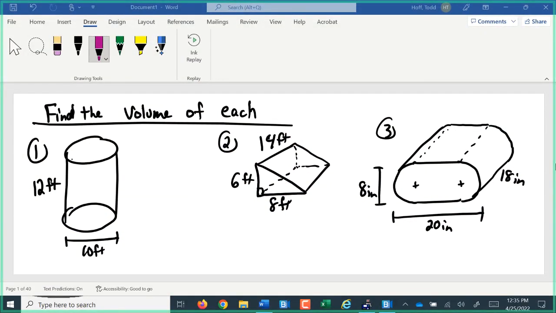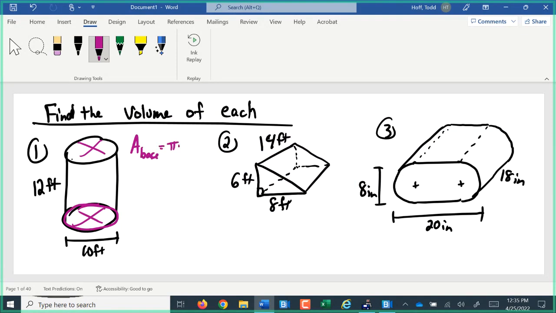Defined volume, remember, it's the area of a base times a height. So for this first one, our base is that circle. Remember, the base is the shape that's the same on opposite ends of the solid. So we have a circle there and a circle up here, so that has to be our base. To find the area of that base, it's just the area of a circle.